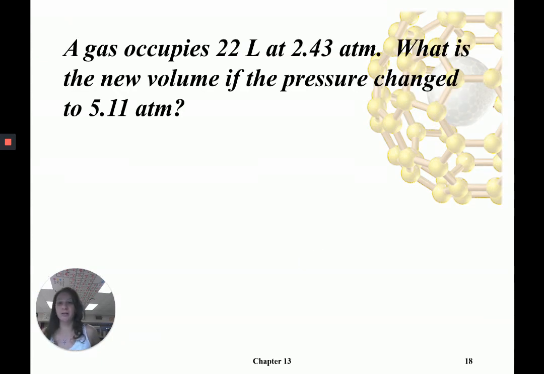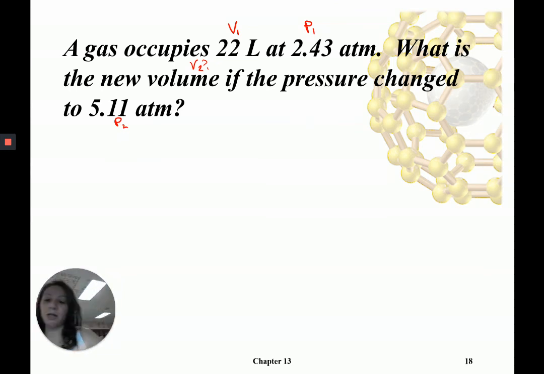So let's read this example together. It says a gas occupies 22 liters at 2.43 atm. What is the new volume if the pressure changed to 5.11 atm? As I'm doing this, I would go through and label your variables. A gas occupies 22 liters, so that's a volume. 2.43 atm, that's a pressure. What is the new volume? Oh, so I need another V, right? So let's go back and call this V1 and P1. This is going to be V2 if the pressure changed to 5.11 atm.